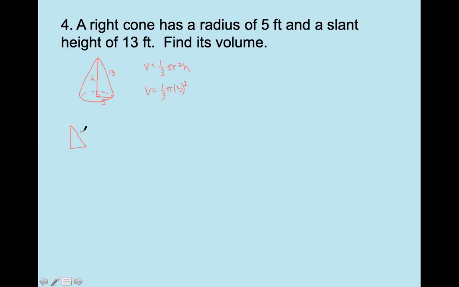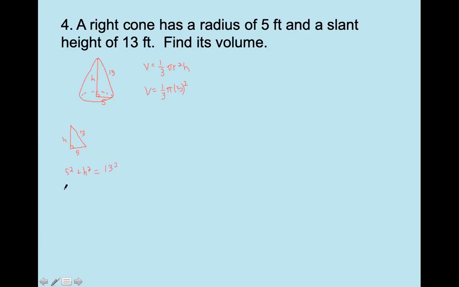So this is 13, and this is 5, and we're trying to find the height. So I'm going to use the Pythagorean theorem. I'm going to have 5 squared plus h squared, right? We're trying to find the height, equals the hypotenuse squared, which in this case is 13.